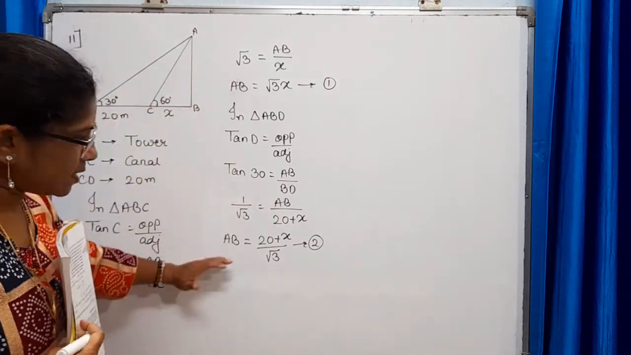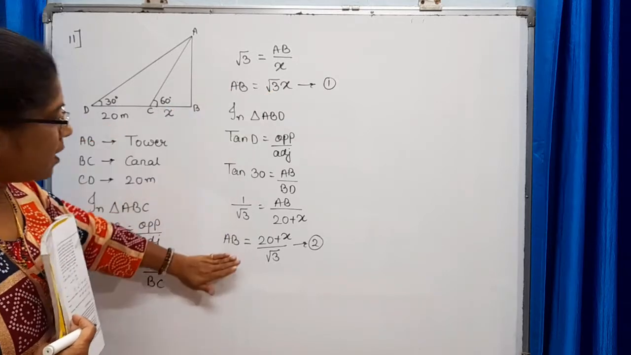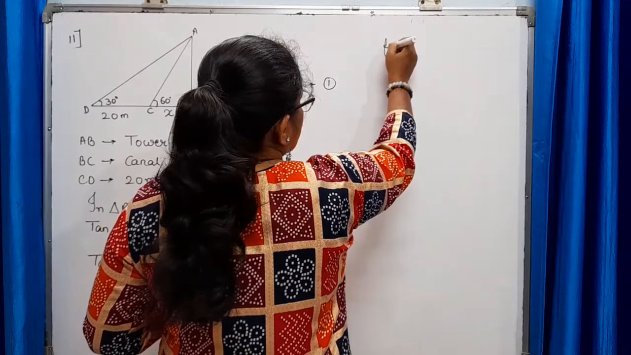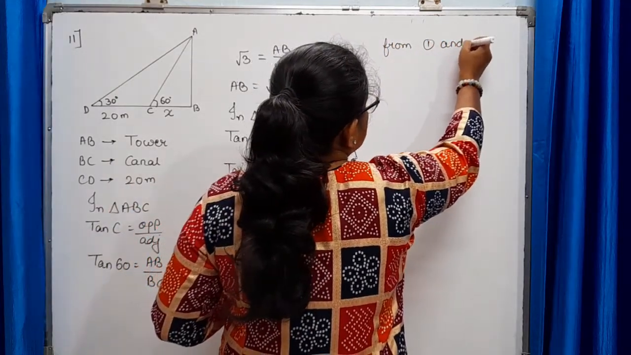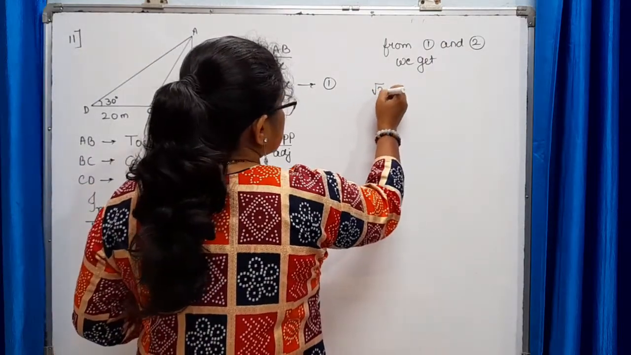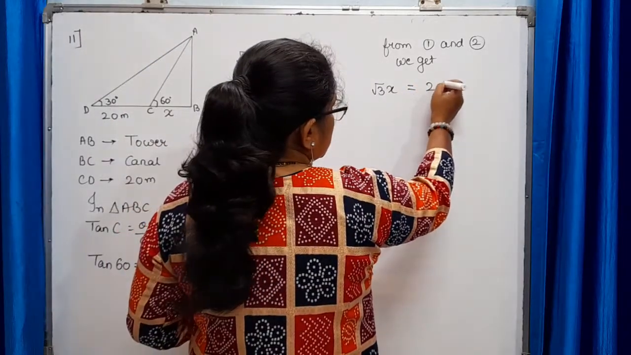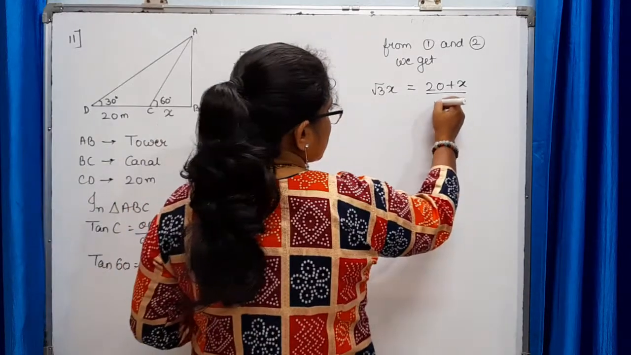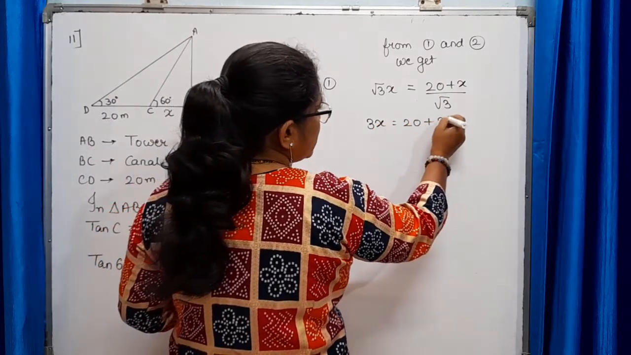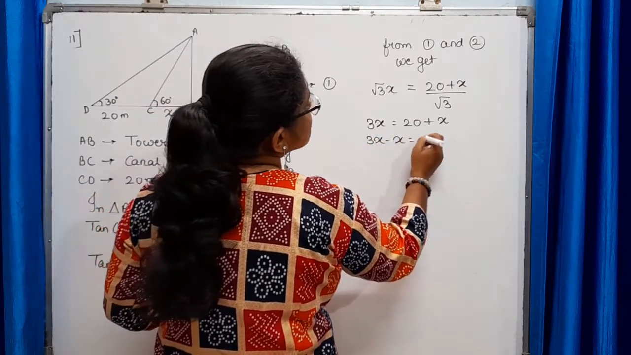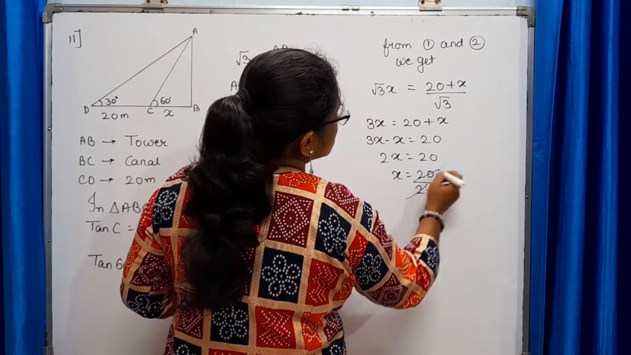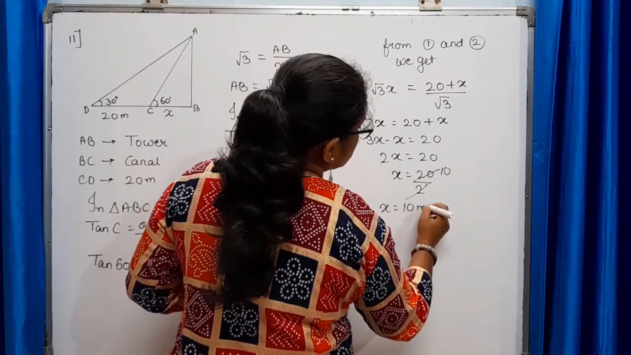Now let's compare the first and second statements. AB is root 3x, and here AB is 20 plus x upon root 3. Let us equate them. From 1 and 2, we get root 3x is equal to 20 plus x upon root 3. Cross multiply. Root 3x into root 3, 3x is equal to 20 plus x. 3x minus x is equal to 20. 2x is equal to 20. x is equal to 20 upon 2. 2 tens are 20, so x is equal to 10 meters.